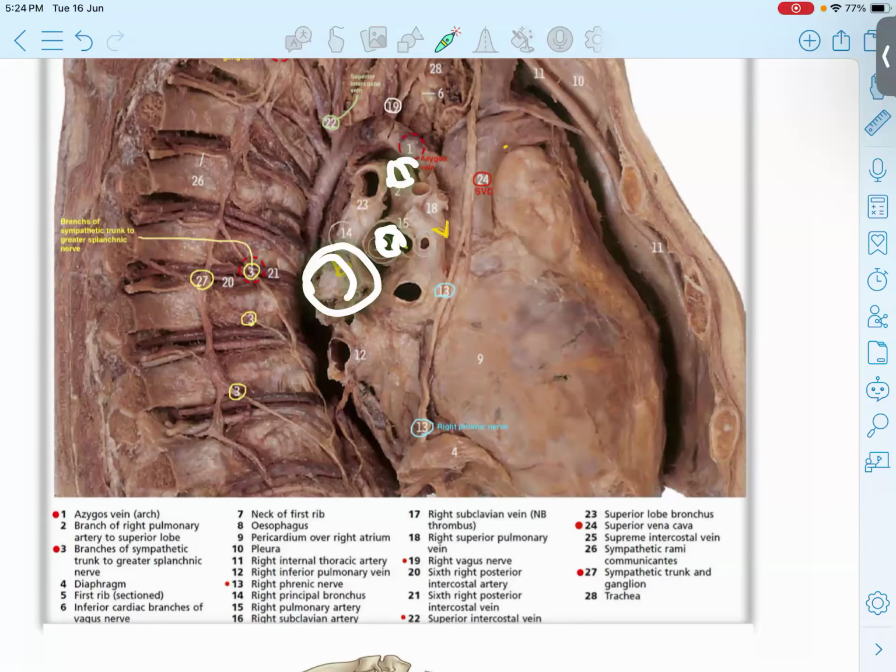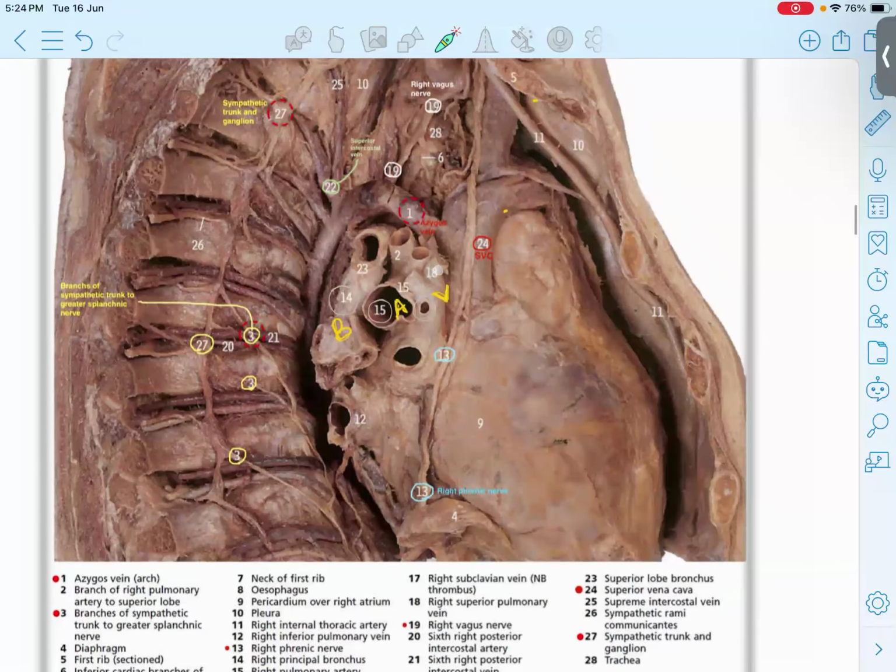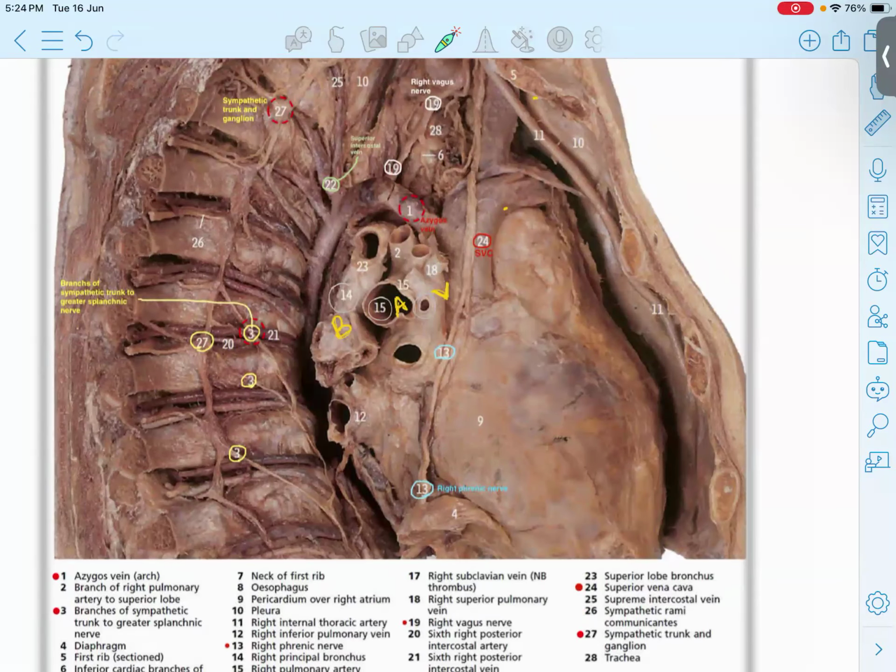This structure 14. See, posteriorly it is bronchus. 14, right principal bronchus. And 18 anteriorly, this 18 will be vein anteriorly, right superior pulmonary vein. So these are the tips for root of lungs.